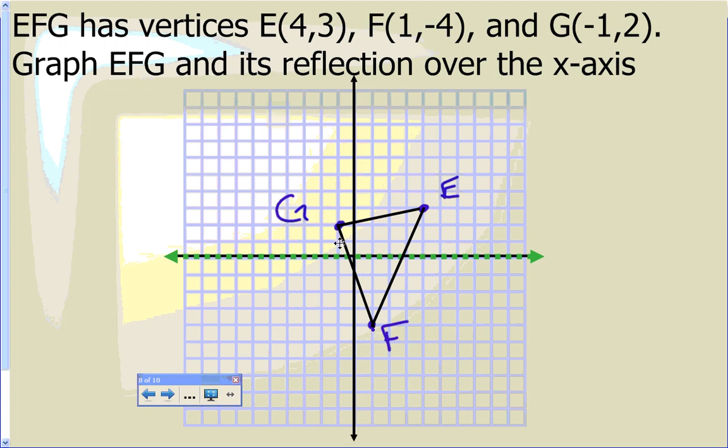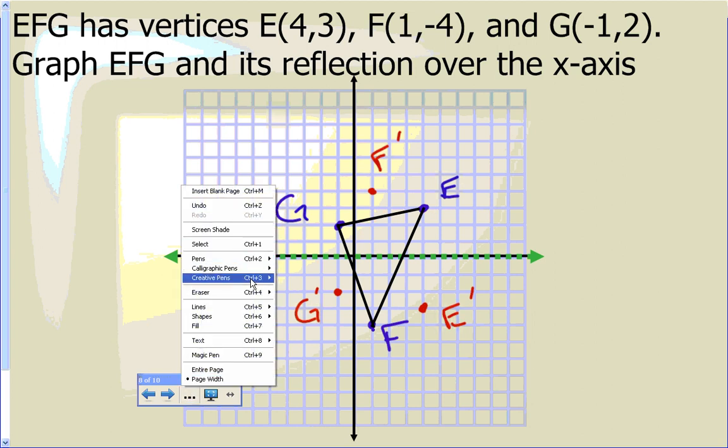So point G is 1, 2 units away, so 1, 2 on the other side. Point E is 1, 2, 3 away, so 1, 2, 3 on the other side. Point F is 1, 2, 3, 4 away, so now it's going to go 4 away to the other side. 1, 2, 3, 4. Again, labeling these, this is G prime, this is E prime, this is F prime. And so now we're going to connect those.